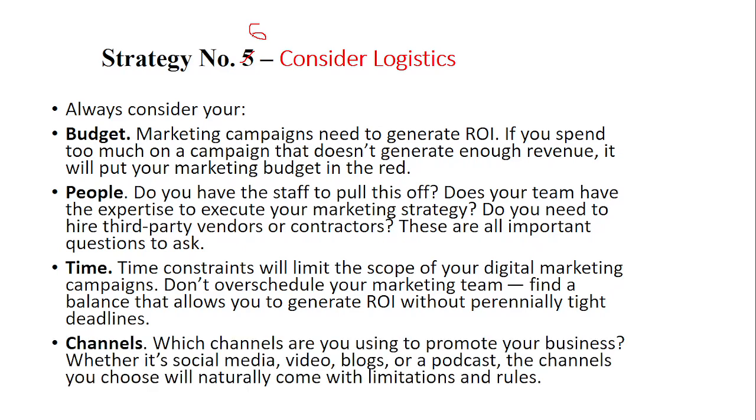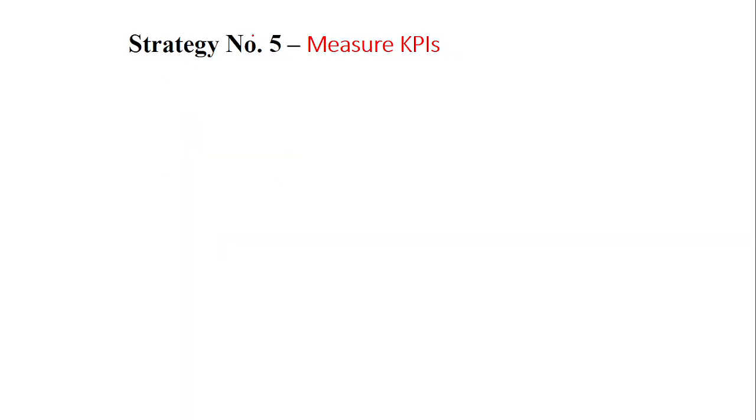And of course, lastly, the channels. So which channels are you using to promote your business? You have to ask yourself that. Whether it's social media, videos, blogs, or podcasts, the channels you choose should naturally come with limitations and rules, right? Then also we have the next strategy, which actually happened to be strategy number 7, right? Sorry for that. I just want to number them nicely so that you know how many strategies you can implement.